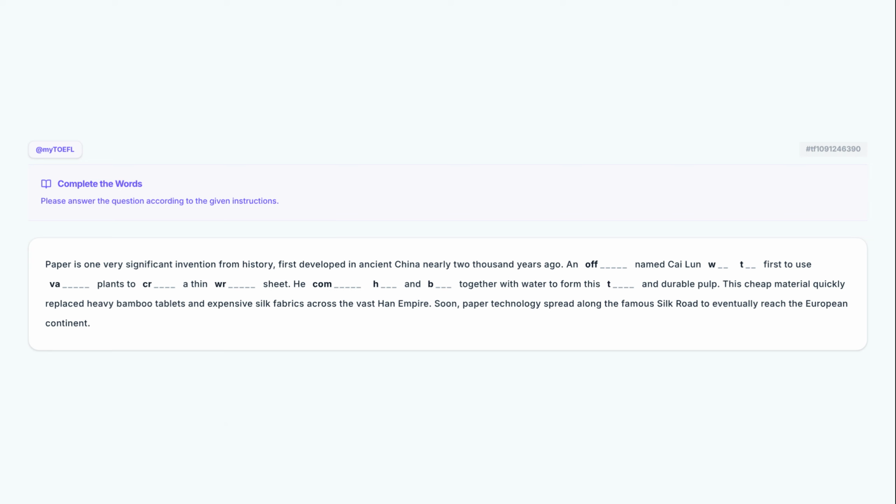To begin, let's look at the very first sentence of the text. This sentence introduces our main topic and provides the historical setting for the passage. Remember, this sentence has no blanks, so use it to build a clear mental picture of the subject matter. Paper is one very significant invention from history, first developed in ancient China nearly 2,000 years ago. This opening sentence establishes paper as a significant invention within the timeline of human history. It anchors the topic in a specific location and era, noting it was first developed in ancient China roughly 2,000 years ago, which sets a formal, historical tone for the rest of the reading.